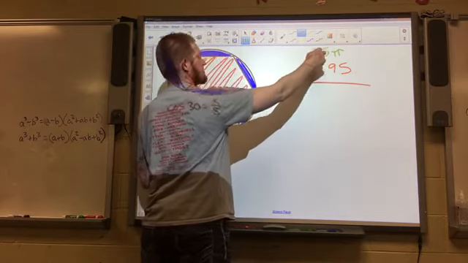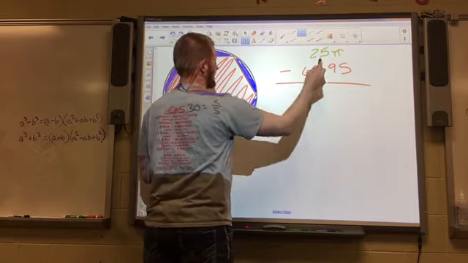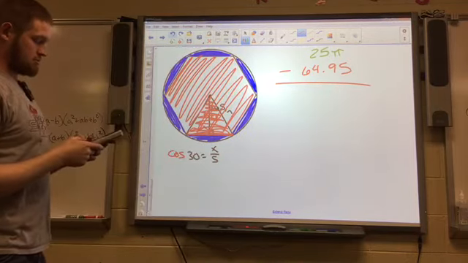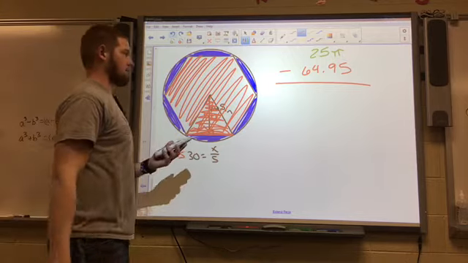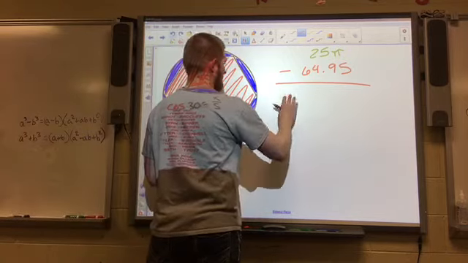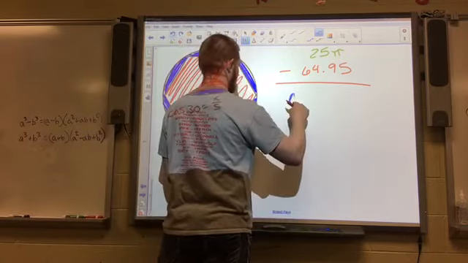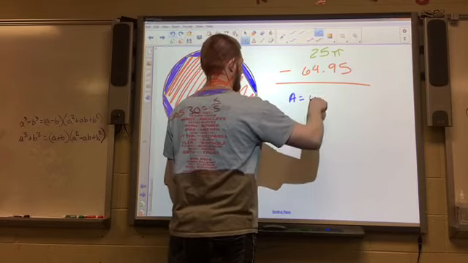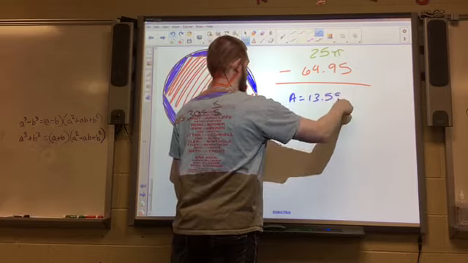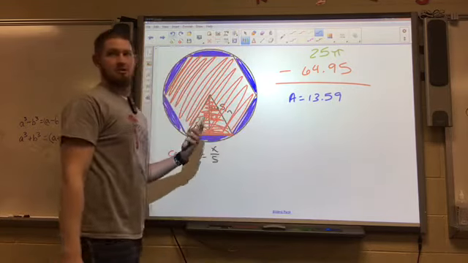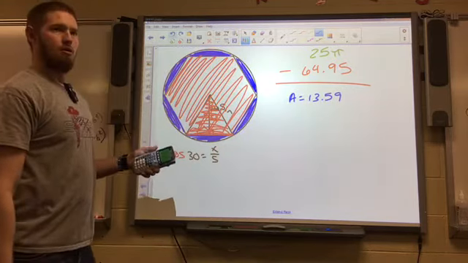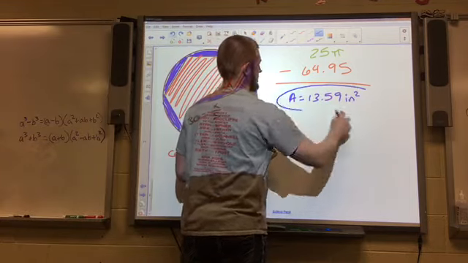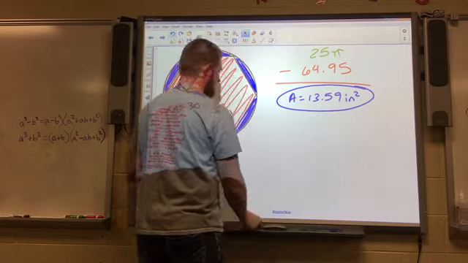And I need to take the area of my circle, subtract the area of my hexagon, and I get 0.59 or 0.6, or label? Inches squared, because that was area. Okay.